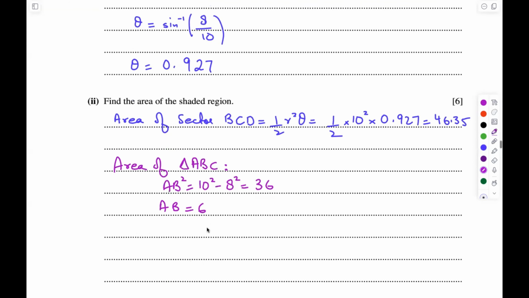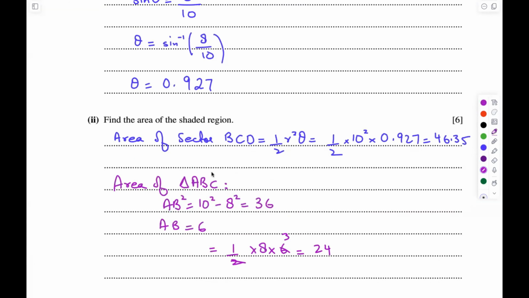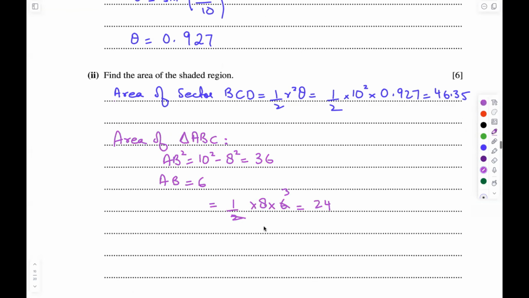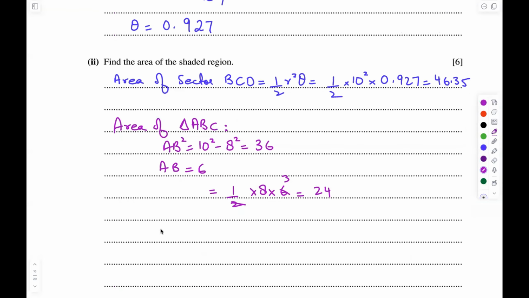Now the area of ABC will be equal to half into 8 into 6. So this will become half into 8 into 3, which is equal to 24. As one triangle is equal to 24, the area of two triangles will be equal to 24 times 2, which will be equal to 48 centimeters squared.